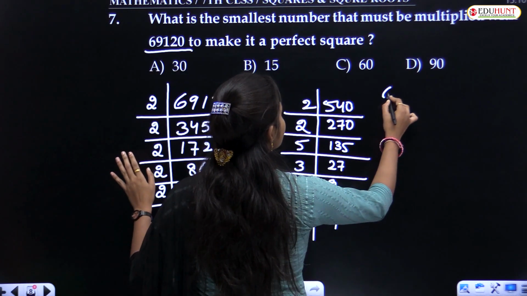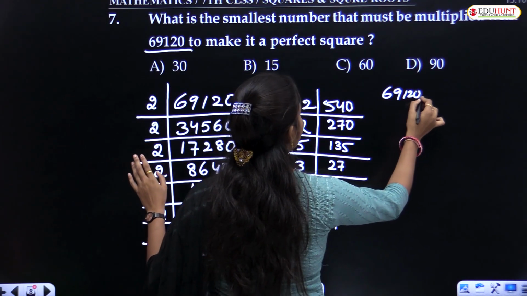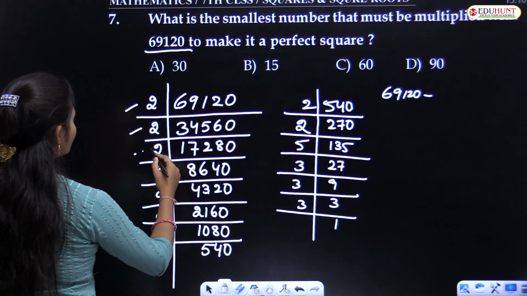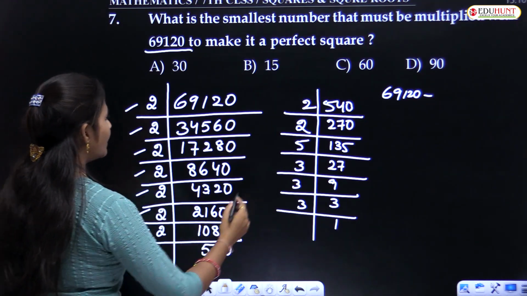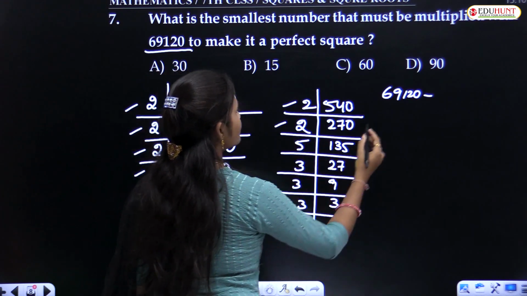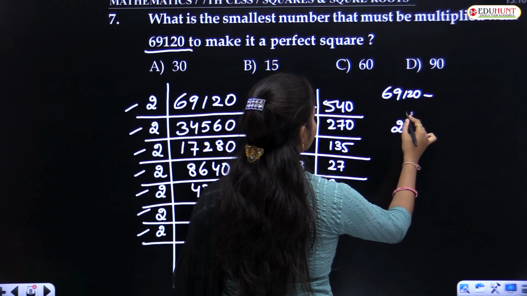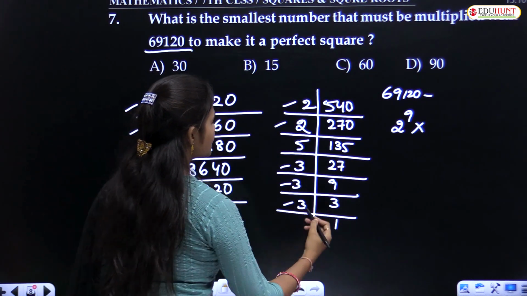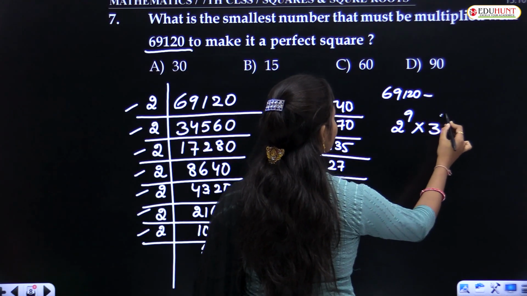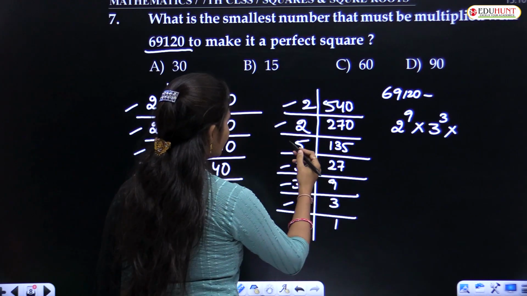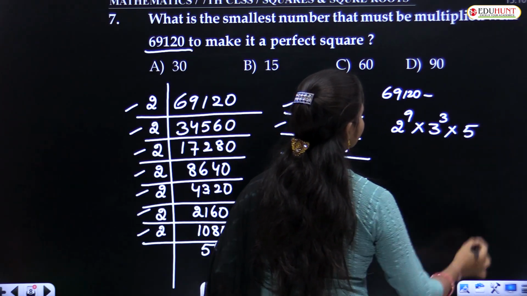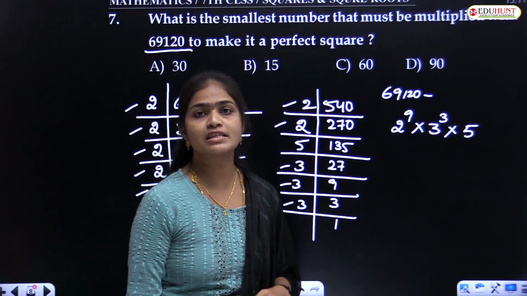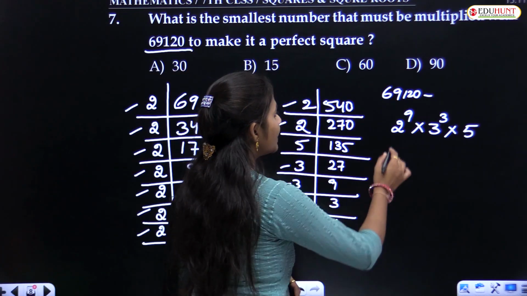Here, 69,120, its prime factorization is 2 how many times there? 1 2 3 4 5 6 7 8 9. So 2 power 9 into, and here 3 how many times there? 3 times there. So 3 cube. The next one is the 5. So into 5.